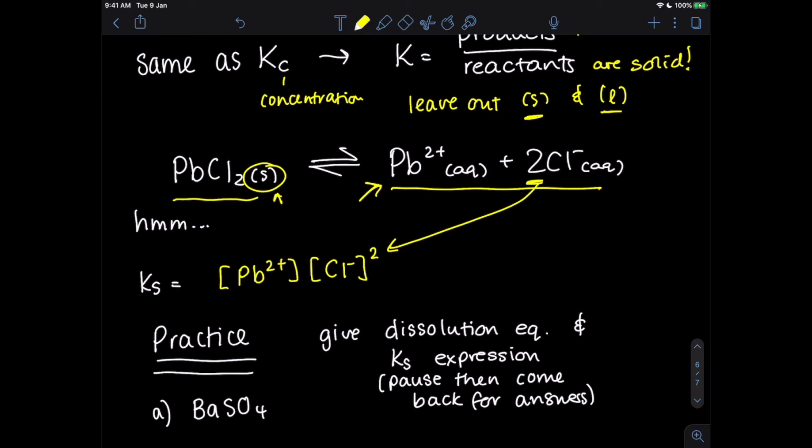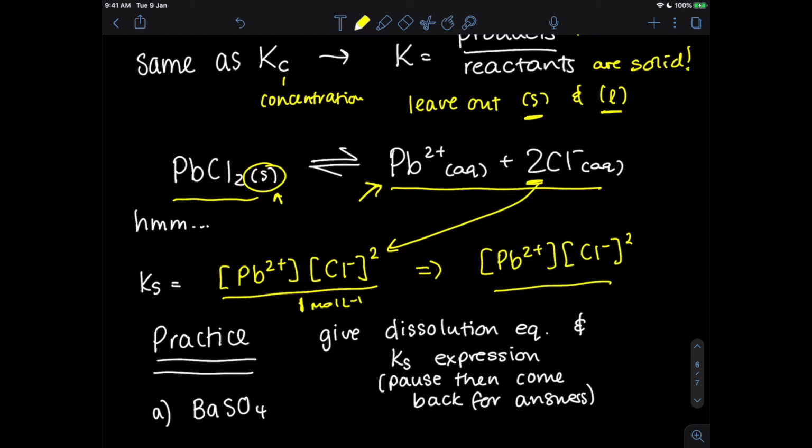multiplied by the concentration of chloride ions squared, raised to the power of its molar ratio. So this is where it's a bit different to Kc, in that Ks will only ever be your ionic products as part of the expression. You will never be using your reactants, because your reactants will always be ionic solids.